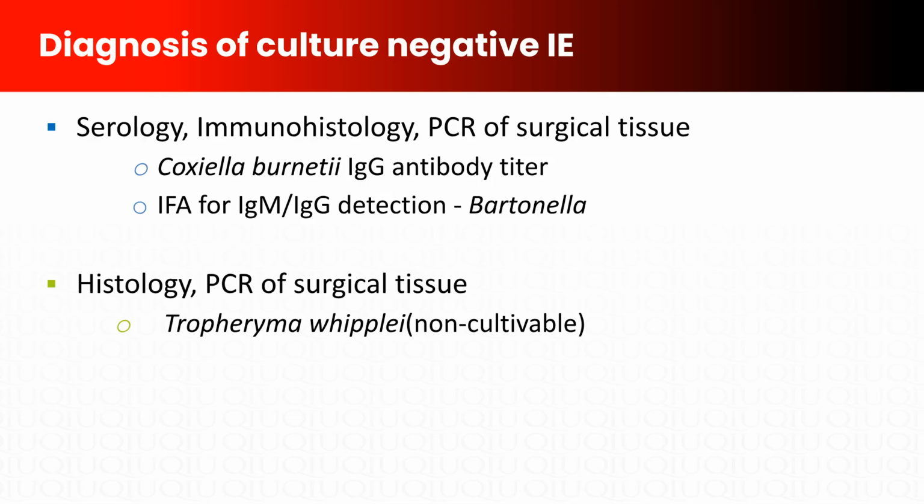This is particularly useful for Tropheryma whipplei, which is non-cultivable. It simply cannot be grown using standard techniques. The combination of serology, molecular methods like PCR, and histological examination of tissue allows diagnosis even when standard blood cultures fail. However, these tests are typically performed in reference laboratories, and results take longer, which is why empiric antibiotic therapy is often necessary while awaiting results.